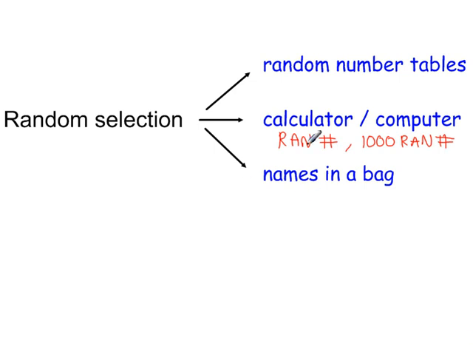We could use a traditional method here. If the population size is small, we could take all the names, put them in a bag, and then select names out of the bag that way.